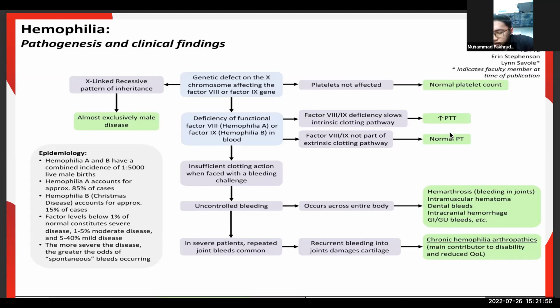And when there is insufficiency of the clotting factor, there will be uncontrolled bleeding. So when the bleeding occurs across the entire body, it will manifest as hemarthrosis, bleeding in joints, intramuscular hematoma, dental bleed, intracranial hemorrhage, and GI and genitourinary bleeding. And in severe patients, repeated joint bleeds are common, and we call it chronic hemophilic arthropathy.